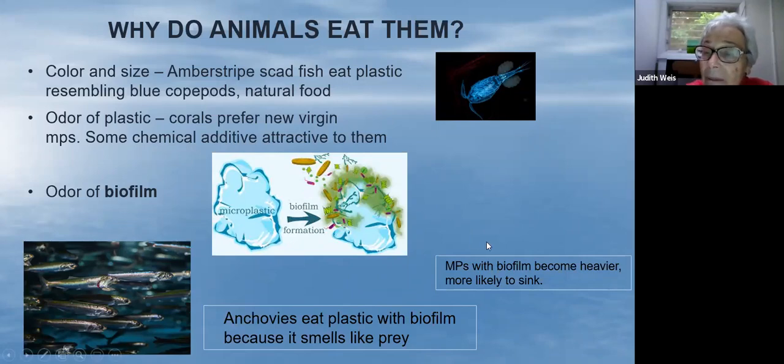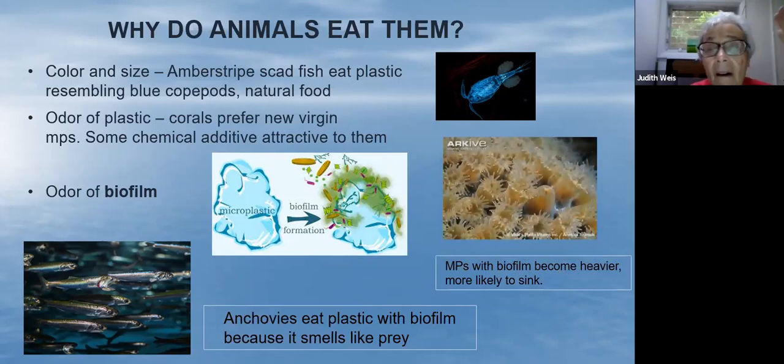Another thing is that with the biofilm on them, they tend to become heavier and more likely to sink. So this is another aspect of the studies on microplastics: looking at this biofilm. There's a lot of intense study on the biofilm that forms around the plastics. Here's the corals, individual coral animals that really prefer no biofilm, prefer brand new virgin plastics.